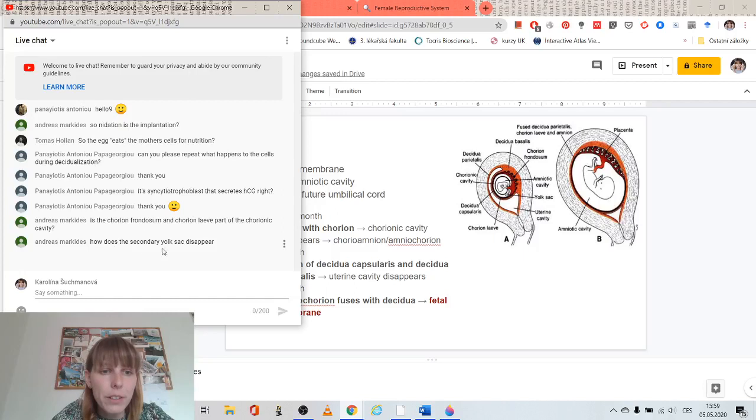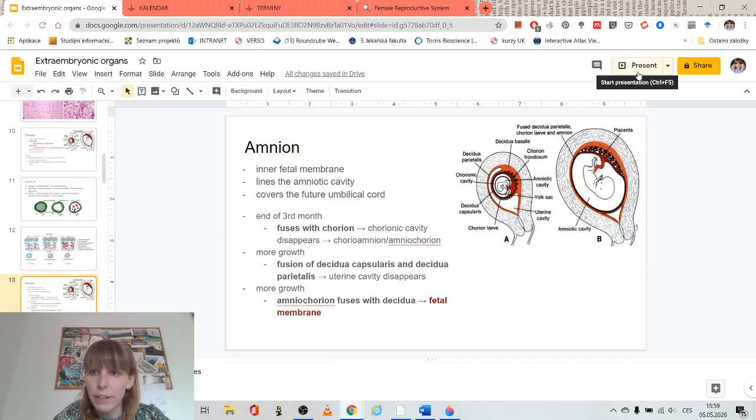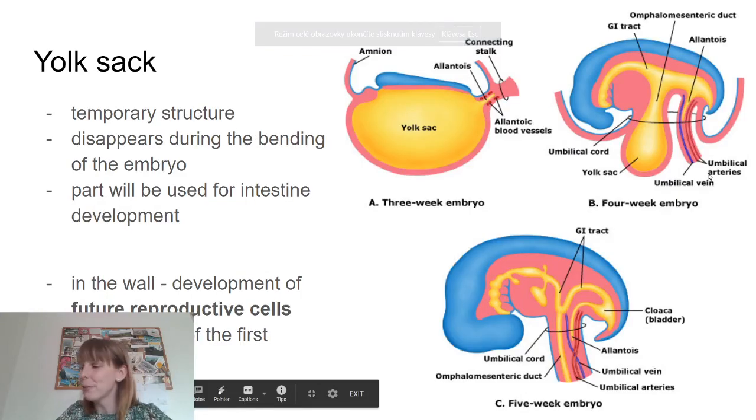How does the secondary yolk sac disappear? So we are getting to the yolk sac, so hang on a little while we are already approaching the yolk sac. So here we are.